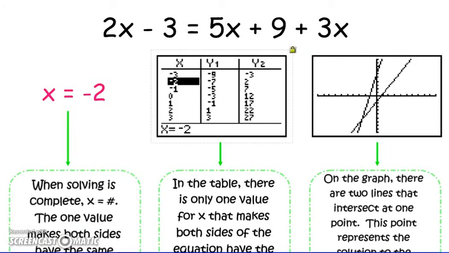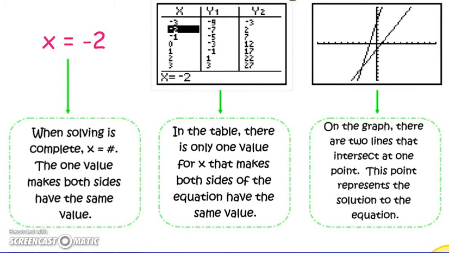All right, so when we solved, you need to write these notes on your sheet. I know it's a lot, but you're going to have to write it. When we solved that, we said x equals -2.